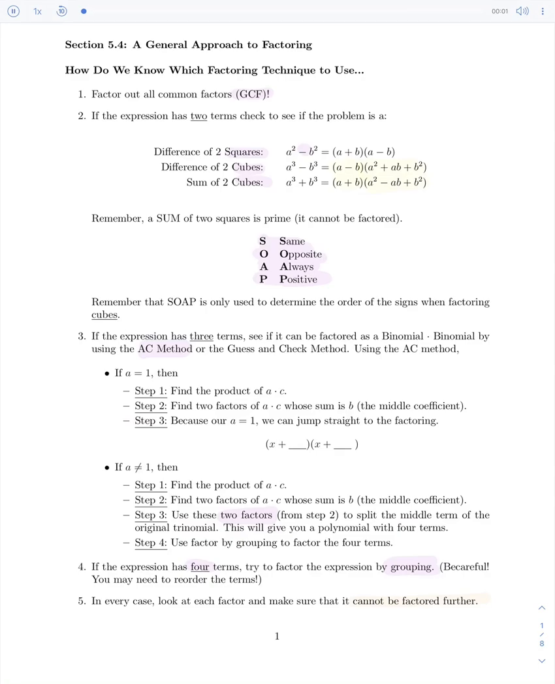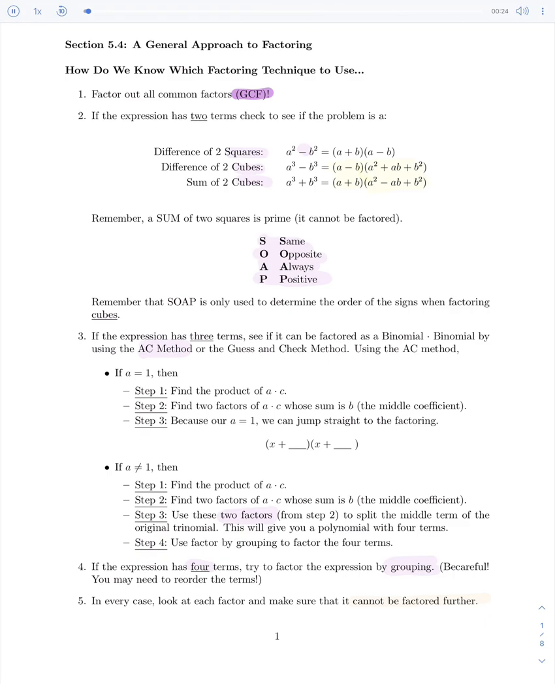In section 5.4, we're going to look at what's called a general approach to factoring. Basically, it's covering how do we know what type of factoring to use and when. Now, they have a whole list of your different options that we've talked about, which is finding your GCF, your greatest common factor.